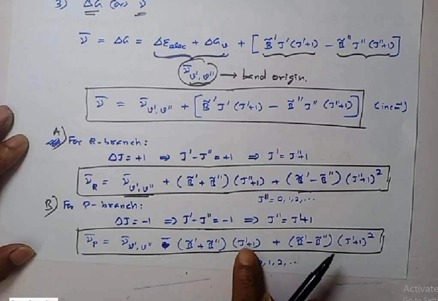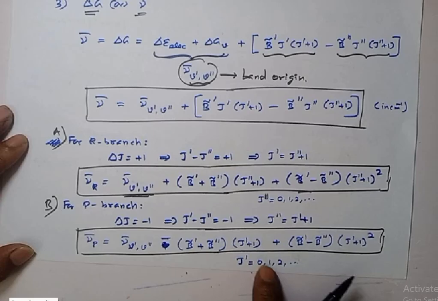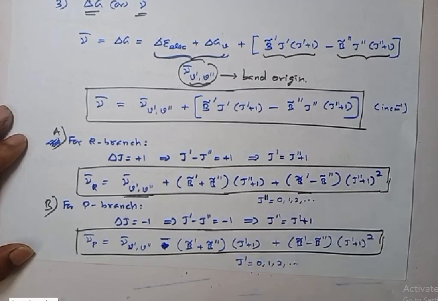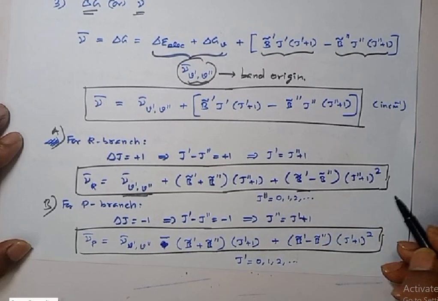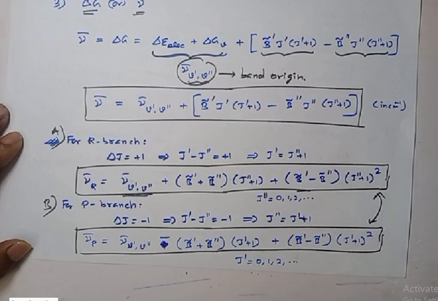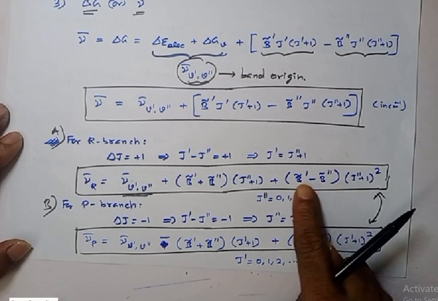And what are the allowed values of J prime here? J prime can take value 0, 1, 2 like J double prime here. Now you just see these two formulas. Observe carefully. I have B prime minus B double prime.